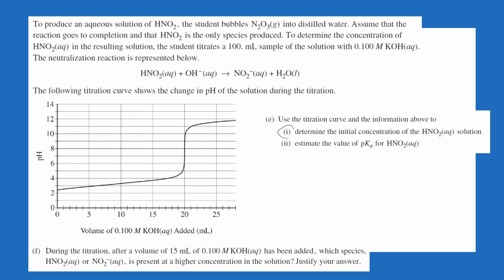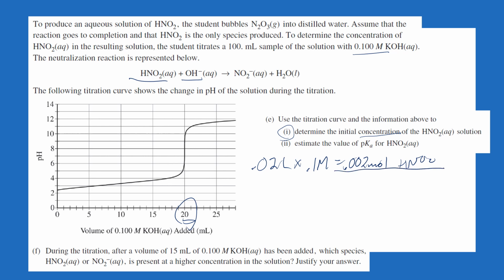So whenever we're finding concentration, we want to use the volume at equivalence point. So I have 0.02 liters times the 0.1 molar concentration will give us 0.002 moles of the KOH. And we know it's a 1-to-1 reaction there, so I also know I have 0.002 moles of HNO2. And I can divide by the original total volume in liters, so 0.1 liters, which gives me a 0.02 molar concentration for part I.